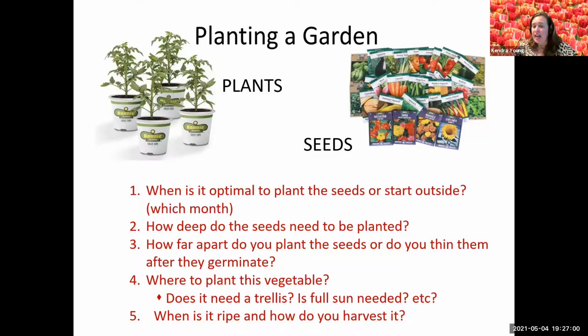And if you do plant more seeds, you can thin them out after they start to germinate. So why do you think you might need to thin out your plants? Because if you don't thin them out, they might not get covered up with soil and eaten by birds or something. Okay. Yes.